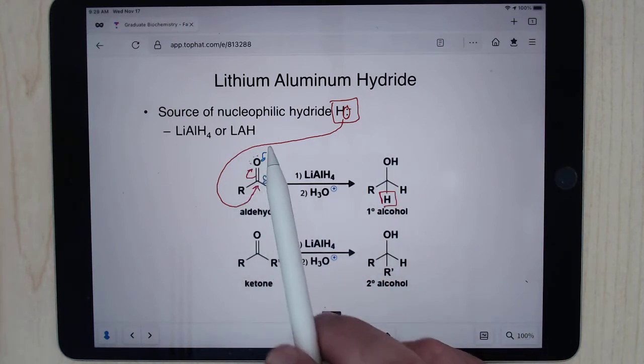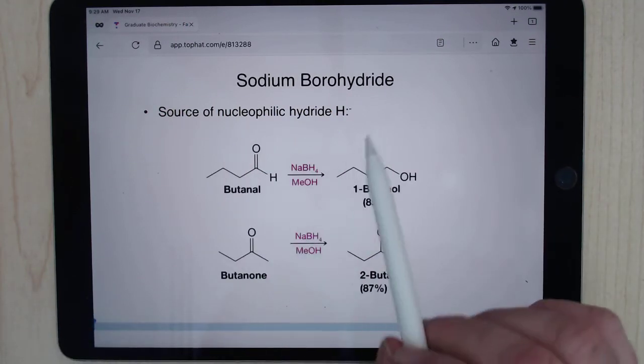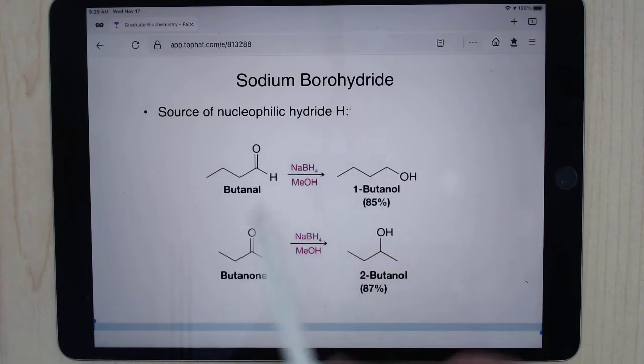Now you can't use NaH. Oh, I should say there's also sodium borohydride. But it works fairly similarly. It's not as nucleophilic as lithium aluminum hydride. It's also not quite as reactive, so it's a little bit easier to handle. But it works very similarly between the two.